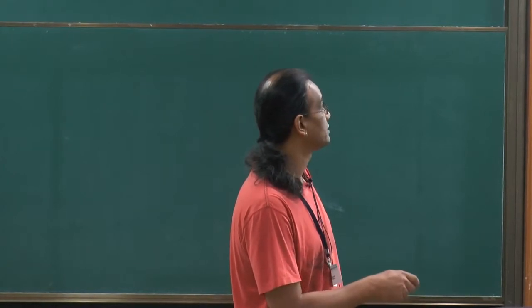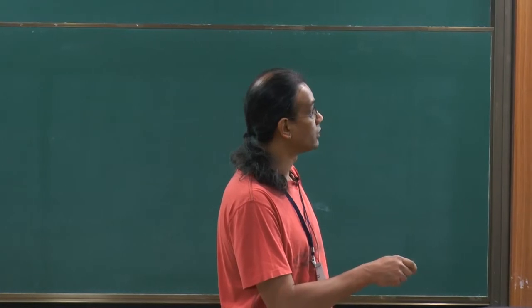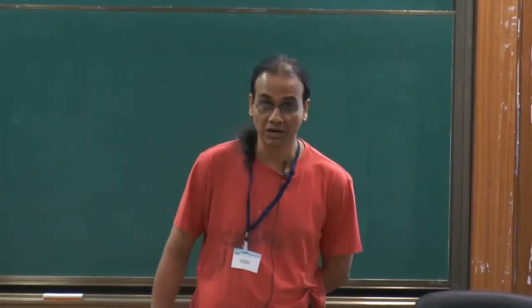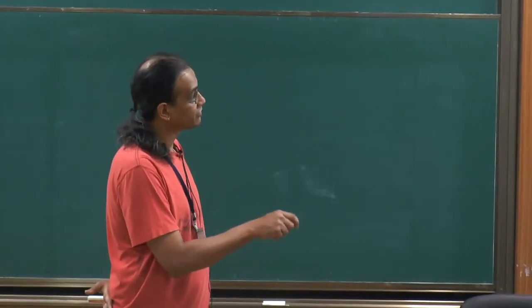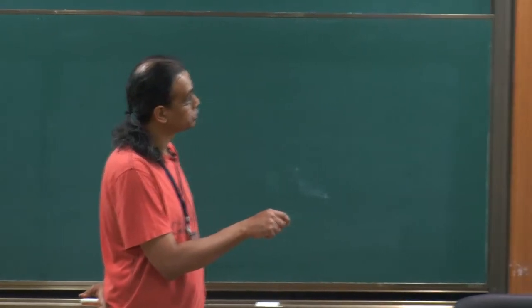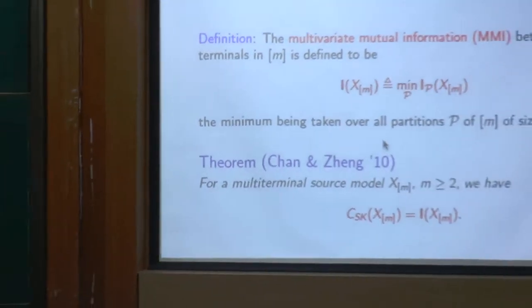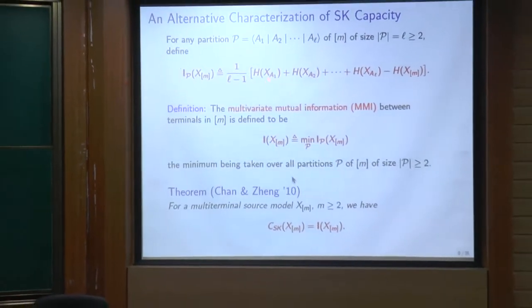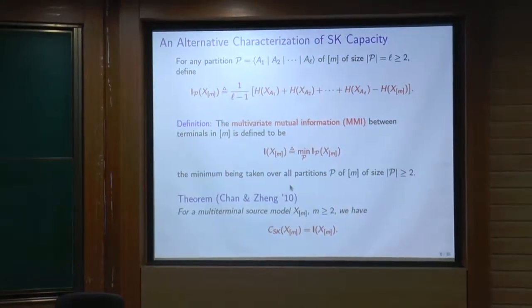To define this alternative characterization, we take a partition of the set of all terminals. We have m terminals, and we take a partition of that set into at least two parts. You define what we will call the partition information, that is, the mutual information with respect to this partition, in this fashion. This partition consists of L components, L parts or L cells, L blocks. You look at the entropy of the observations of the terminals in each block and sum up all these entropies.